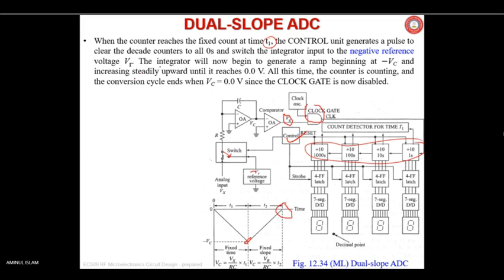The integrator will now begin to generate a ramp beginning from -Vc, this point, to rise like this towards 0, increasing steadily upward until it reaches 0 volt. All the time the counter is counting, and the conversion cycle ends when Vc equals 0. This clock gate is now disabled at this point.